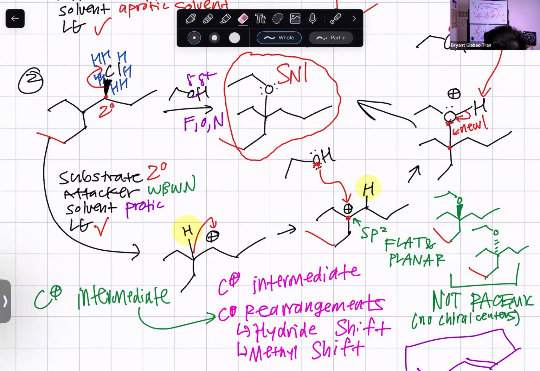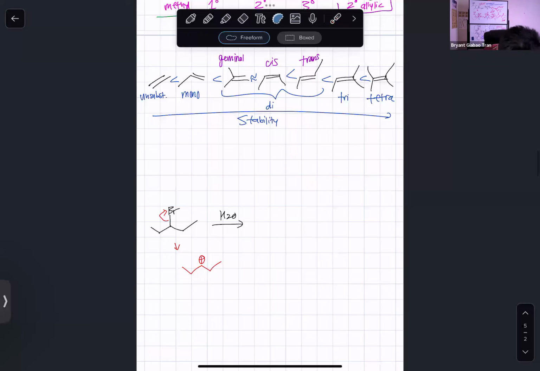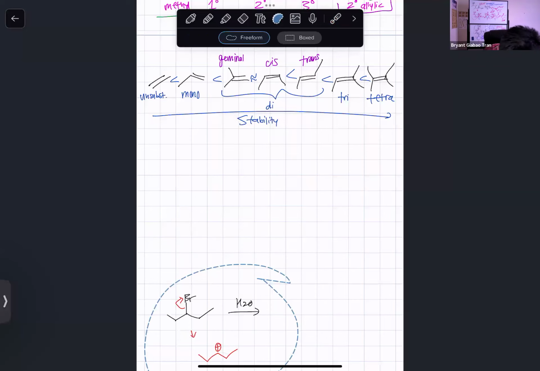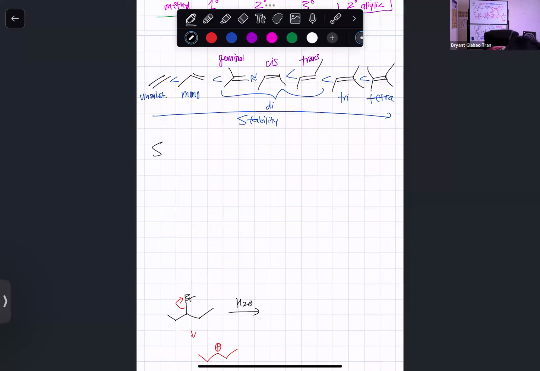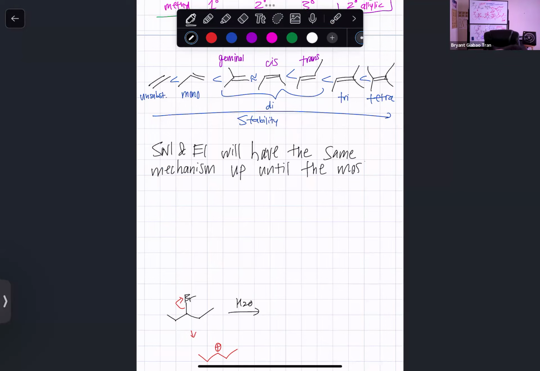Okay, yeah. Okay, so crowded. Let me go here. So let me make a note. SN1 and E1 will have the same mechanism up until the most stable carbocation intermediate.